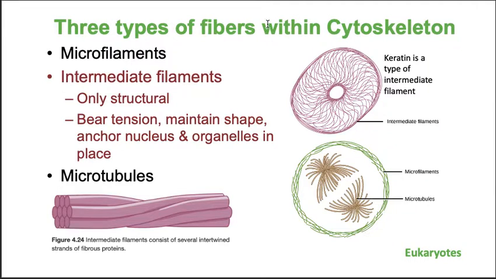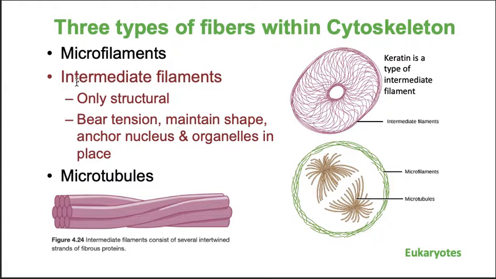Now, 3 types of fibers within the cytoskeleton. We have microfilament, intermediate filament, and microtubules. We're going to have a separate slide for microfilament and microtubules, and this is the slide that we're going to use for intermediate filament. So intermediate filament is bigger than the microfilament, okay, and it's smaller than the microtubules. So you'll see it's the intermediate size. And an example is keratin.